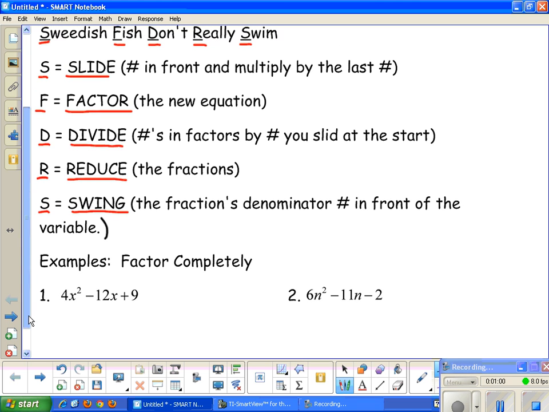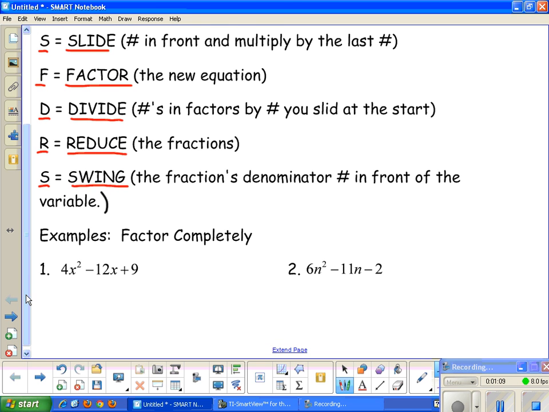So the first example that we have is 4x squared minus 12x plus 9. The first thing that we want to do is slide the number in front and multiply by the last. So I take this number here and I multiply it by the 9. When I multiply that, I'm going to rewrite my new equation. So x squared minus 12x, and 4 times 9 gives me 36, so plus 36.